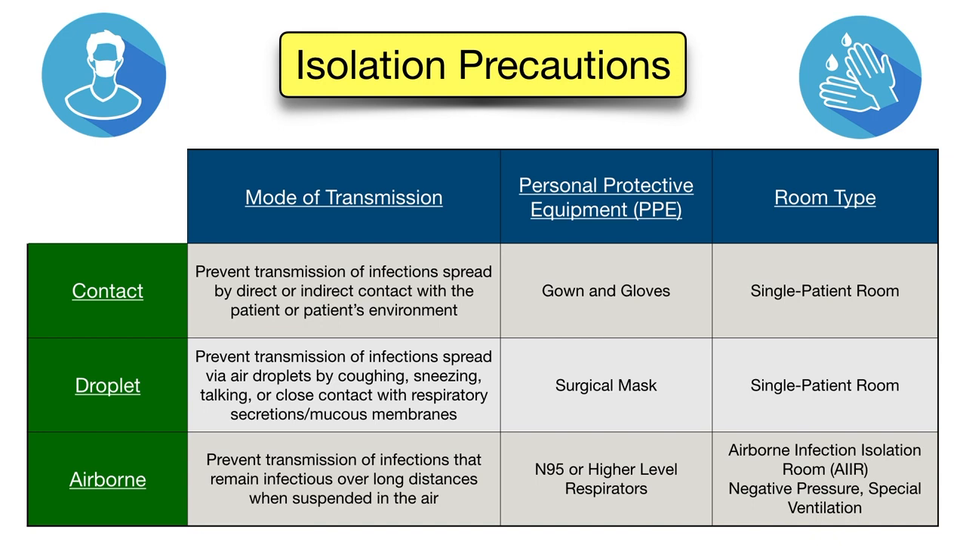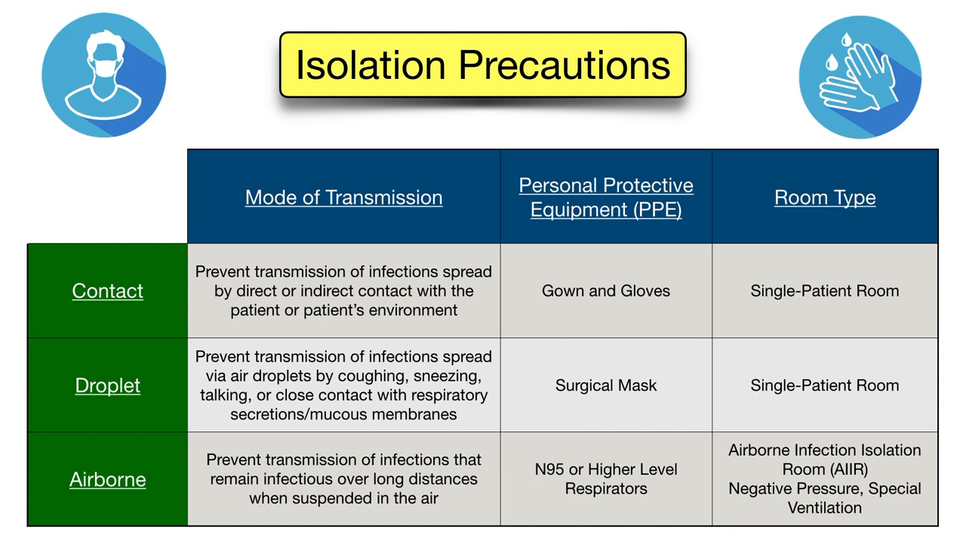Finally, we have airborne precautions, which help prevent the transmission of diseases that remain infectious over long distances when suspended in the air. These infections live as tiny residue particles in the air called droplet nuclei, and they're waiting to be inhaled. That's why, in addition to following standard precautions, an N95 or higher level respirator is required for airborne precautions. The respirators are put on prior to entering the room. Healthcare workers undergo fit testing and education on how to use the respirators.